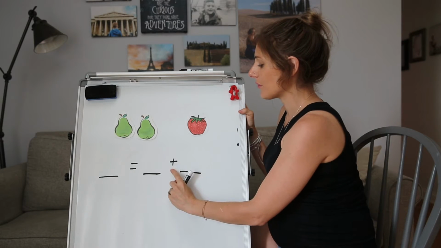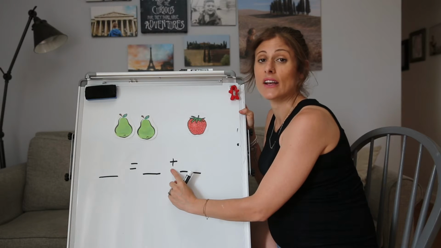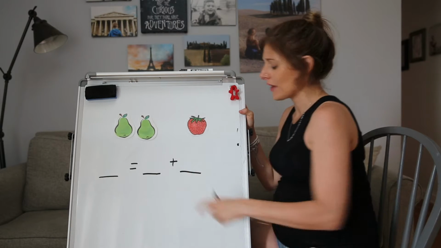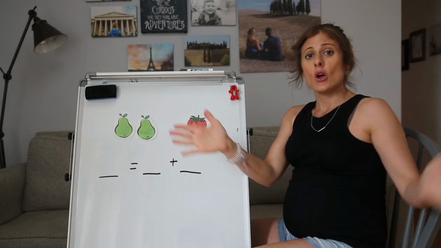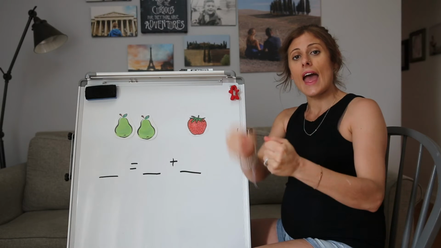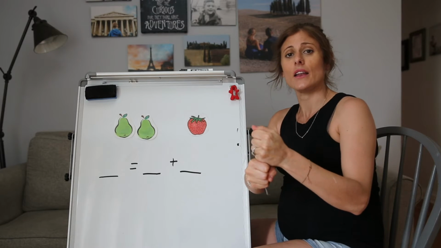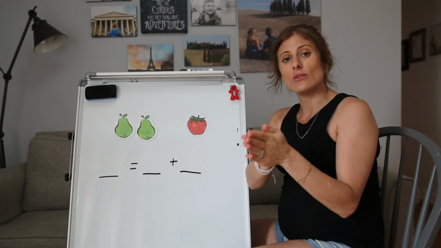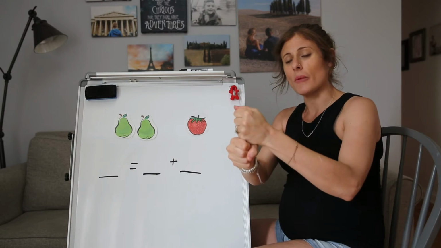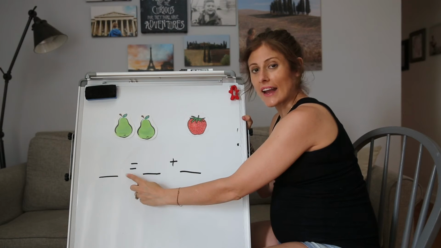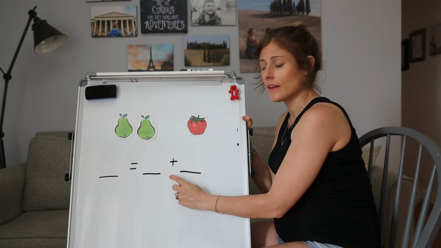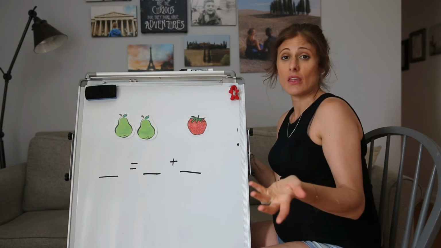I have another symbol. This is called a plus sign or an addition symbol. And plus means put together and add some more. Again, plus means put together and add some more. So I have an equal sign and I have a plus sign. And they tell me different things.